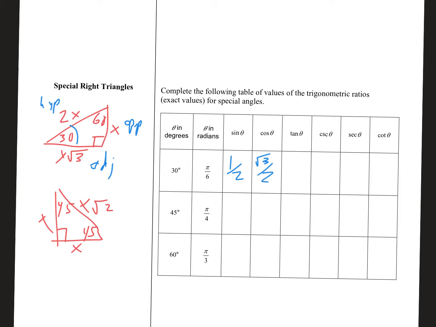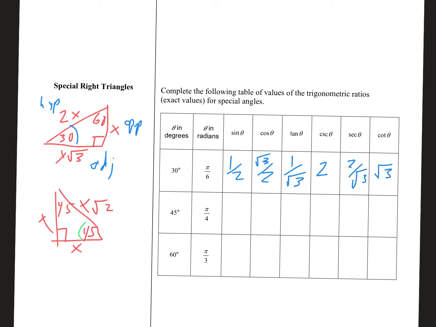And so then the tangent here would be x over x rad 3. So once again, the x's would cancel out, so it would be 1 over radical 3. And then the cosecant would be the reciprocal of sine, so that'd be 2 over 1, so just 2. The secant would be the reciprocal of cosine, so 2 over rad 3. And then cotangent would be the reciprocal of tangent, so that's radical 3 over 1, which I would just write as radical 3.